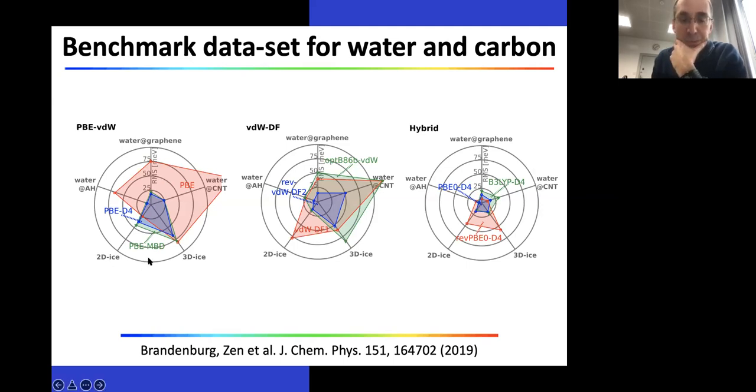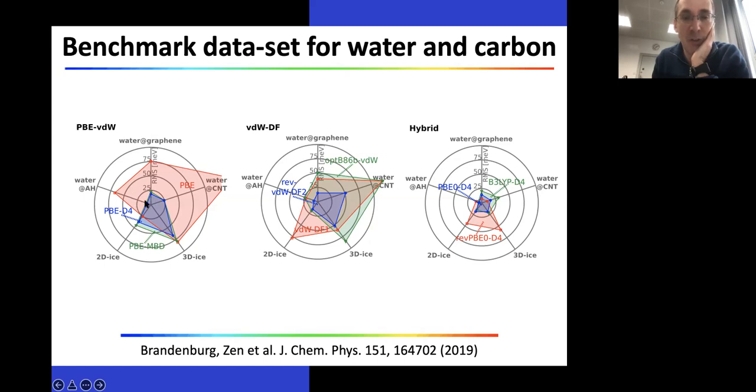And I won't go into the details of these spider plots, but what we can do is look at how different categories of functionals perform. So in this first graph, we look at PBE with various corrections. So without any correction, we have the raw PBE data. Again, it's performing poorly. The best performing combination with PBE is a D4 correction. And you can see that we get rather good performance, very good performance for water on graphene.